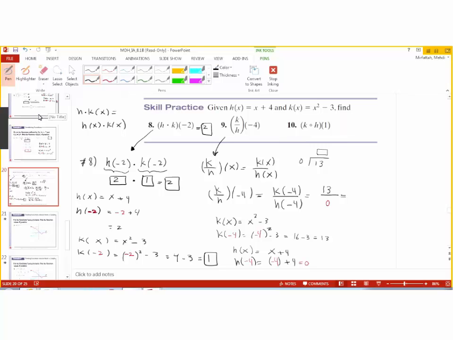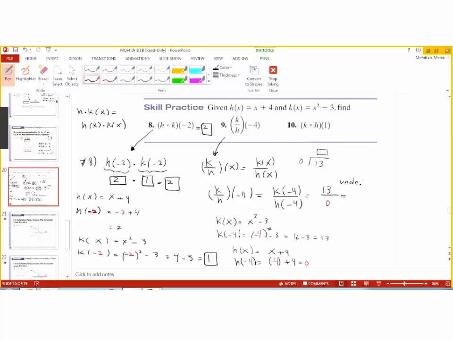Oh, 13 then? Is it just 13? No, 13 over 0 is not 13. Marina typed in undefined. Undefined, yeah, very good. So the answer here would be undefined.